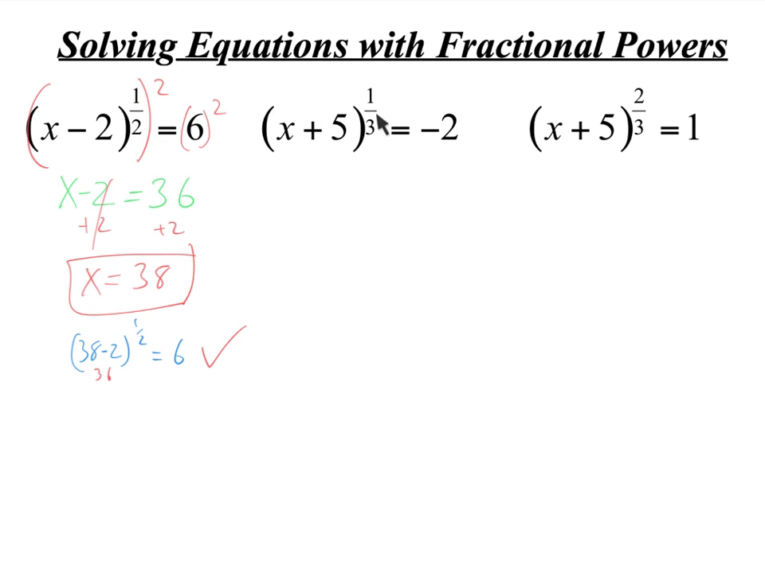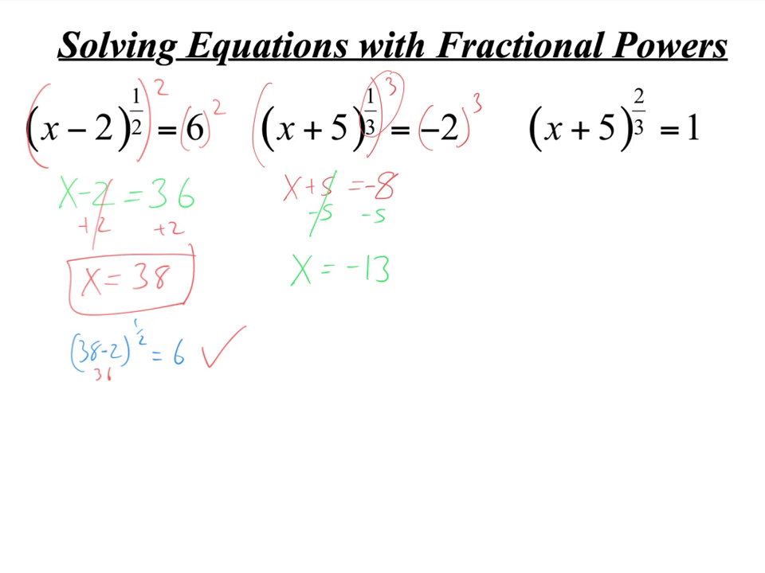So in order to solve this one, I have to get this 1/3 power gone. So how do you get rid of a 1/3? If you cube it, won't that become a 1 right here? So if I cube it, that'll become a 1, so I'm left with x plus 5. But I also have to cube this side, and negative 2 cubed is, oh, negative 8. Because negative 2 times negative 2 times negative 2 is negative 8. Then I have to subtract the 5 over. So x equals negative 13.